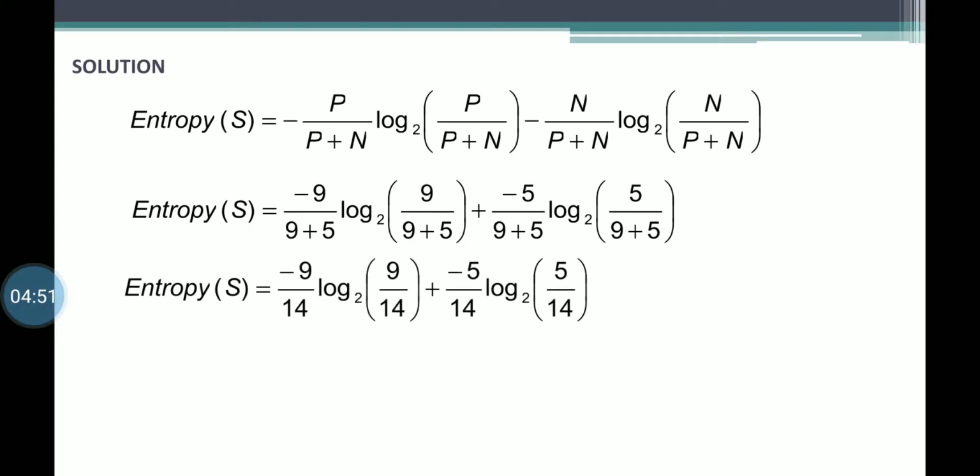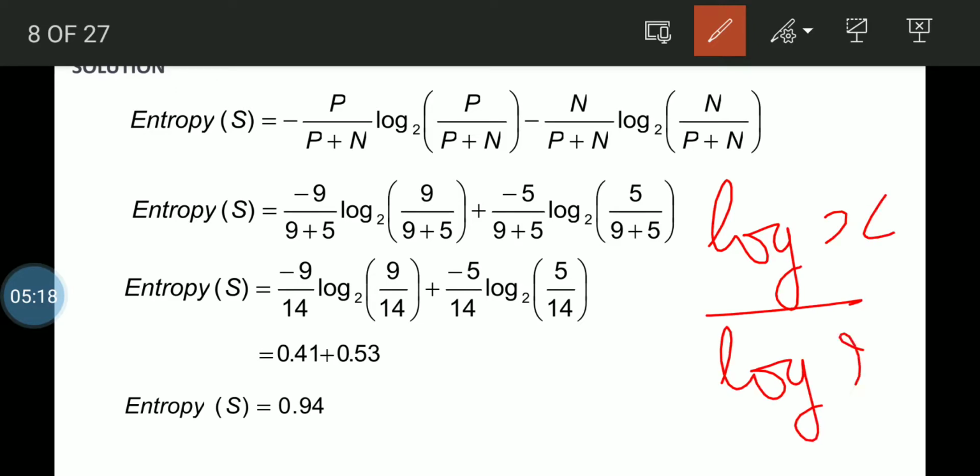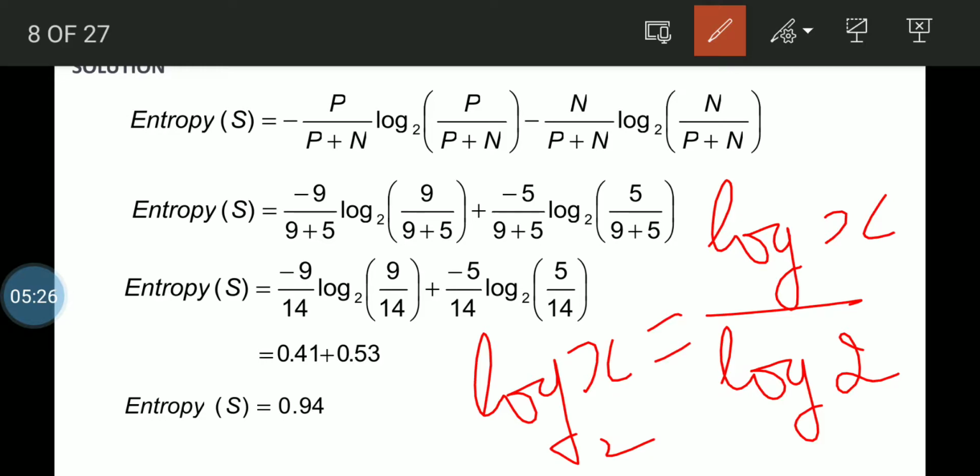So on solving this using your scientific calculators, you will get 0.94 as the value. Those who don't have the key for log to the base 2 of x on your calculator can make use of this formula: log to the base 2 of x is equal to log x divided by log 2. Same value you will get for that also.